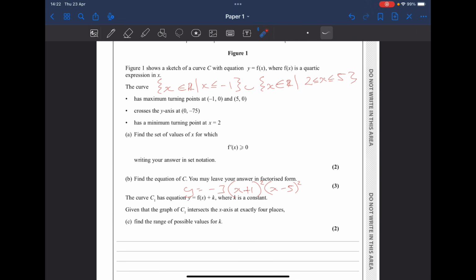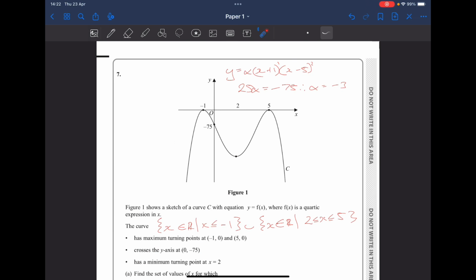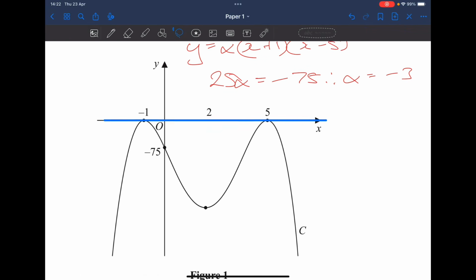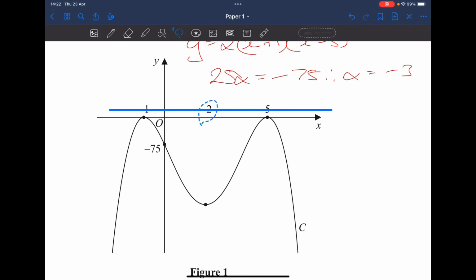For part C now then, the new curve has been moved up some amount or down. Given that it intersects the x-axis at 4 places, find the possible range of values of k. So we can either think about moving the whole thing up, or we could think instead about moving the axis down. It's like how far can we move it down? So we can't move it up. If I move it up, it doesn't hit it at all. So we definitely can't move it up. How far down can we go?